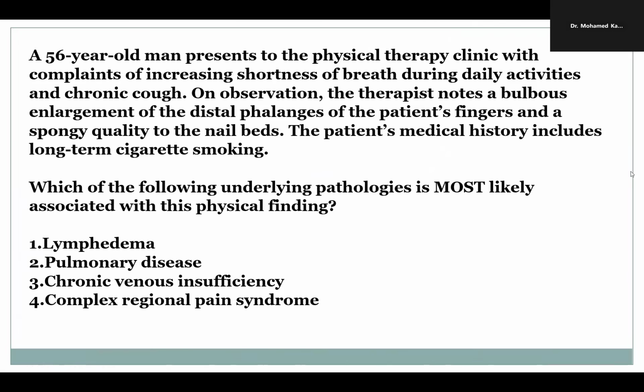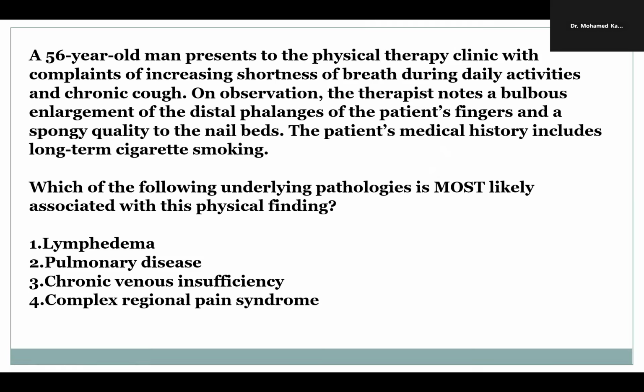A 56-year-old man presents to the physical therapy clinic with complaints of increasing shortness of breath during daily activities and chronic cough. On observation, the therapist notes bulbous enlargement of the distal phalanges of the patient's finger and a spongy quality of the nail beds. This is a description of something. The patient's medical history includes long-term cigarette smoking. Which of the following underlying pathologies is most likely associated with this physical finding?